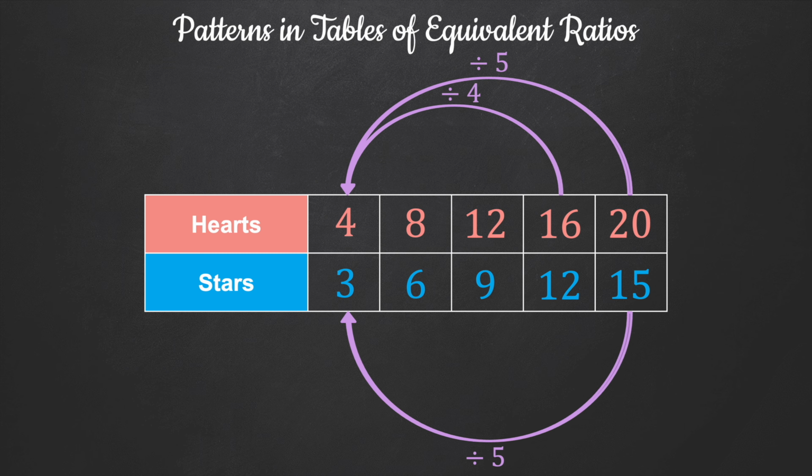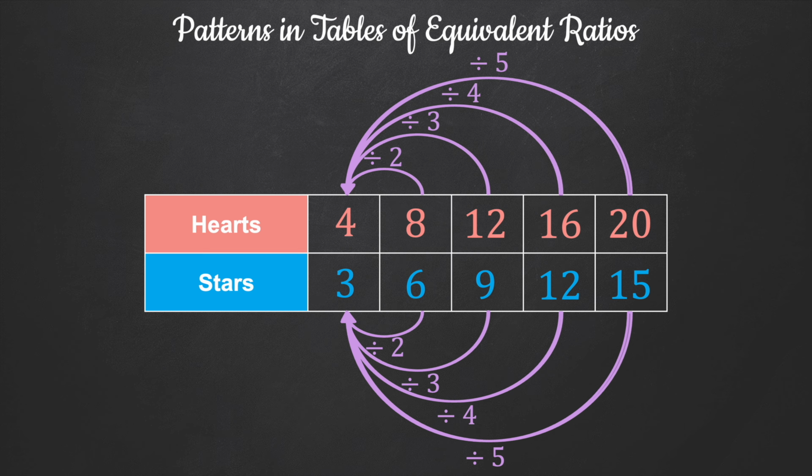On the flip side, if we take any of these ratios and want to return back to the original ratio, we have to divide the hearts and the stars by the same number. So if we had 20 hearts and 15 stars, and we want to return back to the original ratio, we have to divide those both by 5. And this is very similar to simplifying fractions.